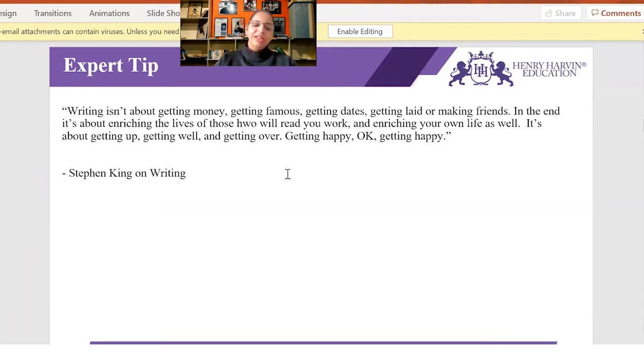Okay, and so let's just understand why you write. Stephen King says writing isn't about getting money, getting famous, getting dates, getting laid, or making friends. In the end, it's about enriching the lives of those who will read your work and enriching your own life as well.